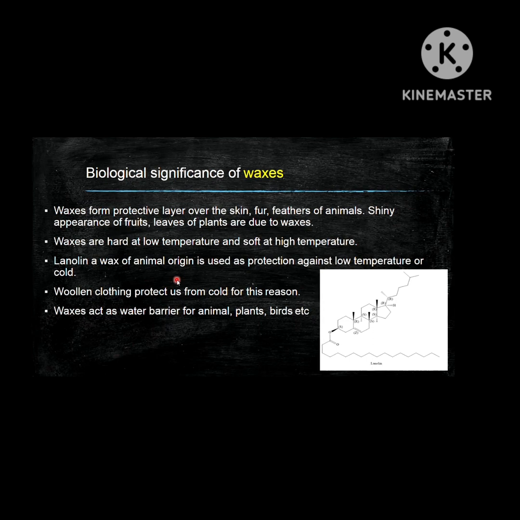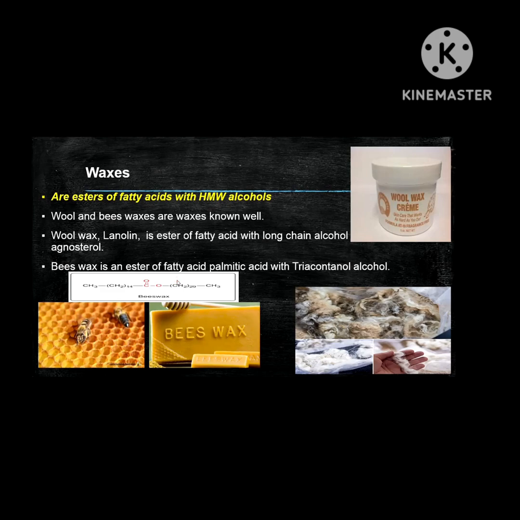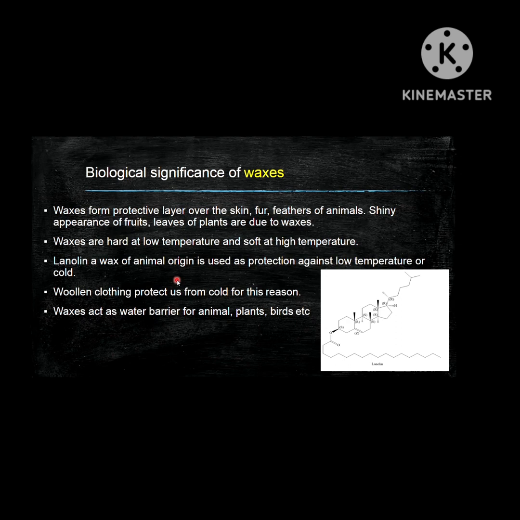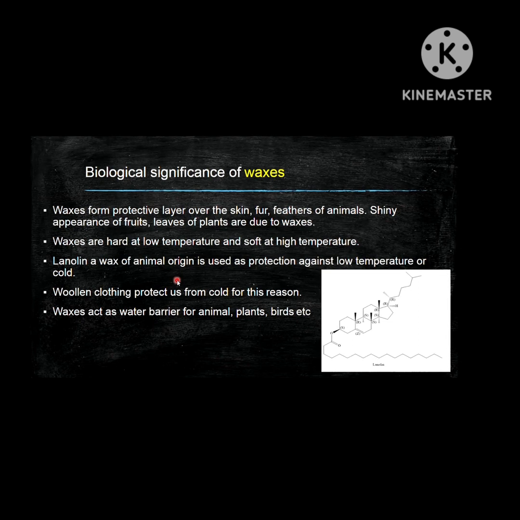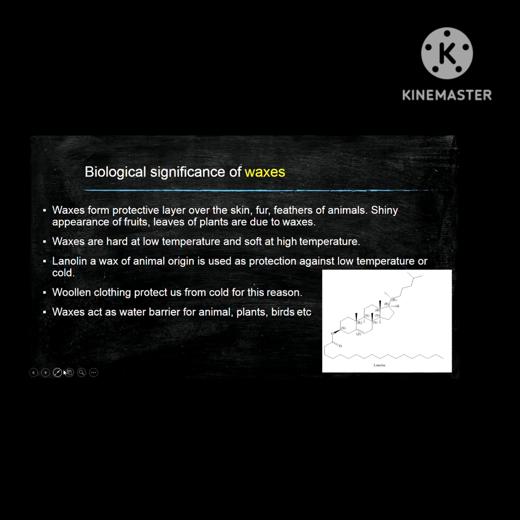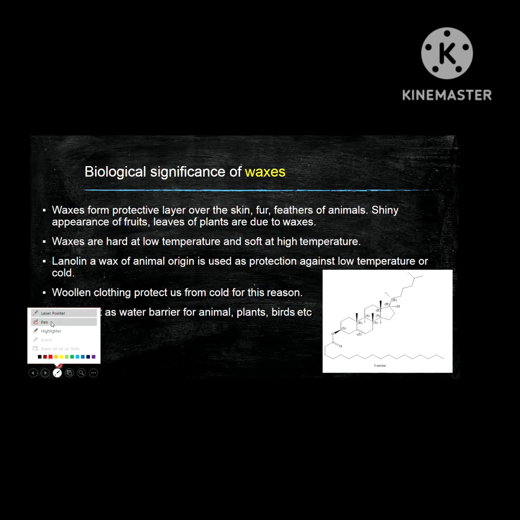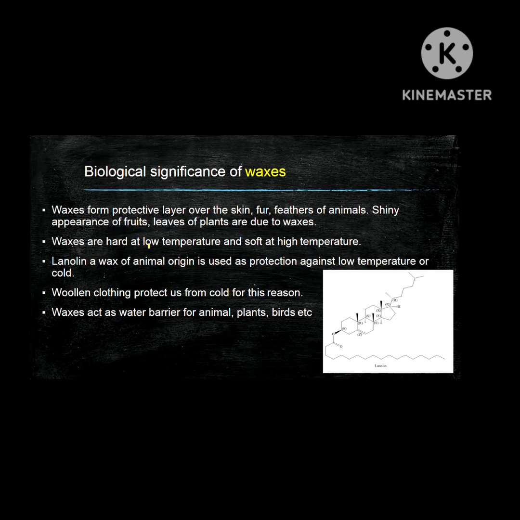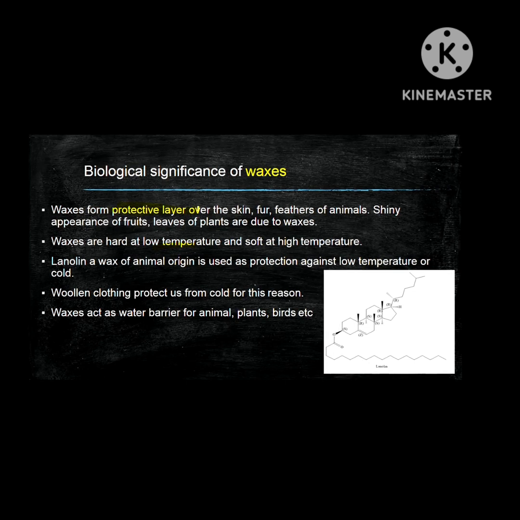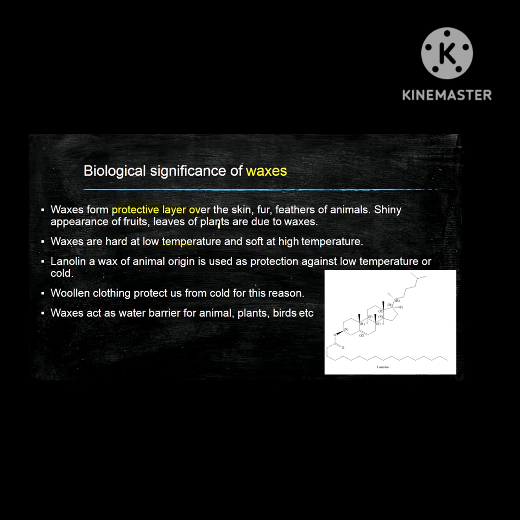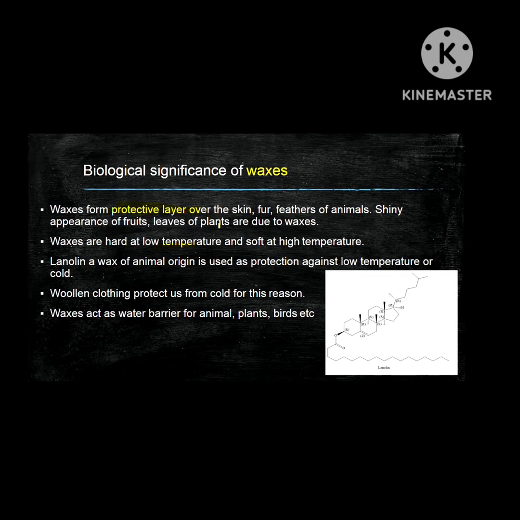And let's talk about the biological significance of these waxes. Waxes form the protective layer over the skin, fur, feathers of animals, and give a shiny appearance to fruits. This is a protective layer in the sense that they make a barrier between the harsh external conditions and the tissue, to save the animal or the tissue. That is why we call them a protective layer. They have a protective function, these waxes.